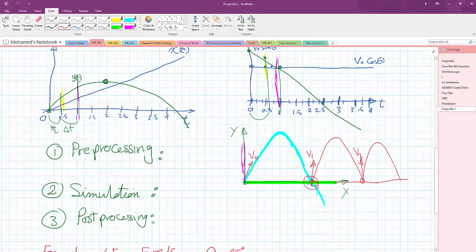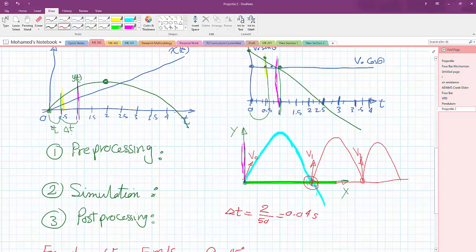So what will be this delta t? You take 2 seconds divided by 50, so delta t is equal to the final time, which is 2 seconds, divided by the number of steps. It will give you 0.04 second. So from here to here, Adams is going to take 0.04 seconds, and the result will contain these 50 output points that we specified.